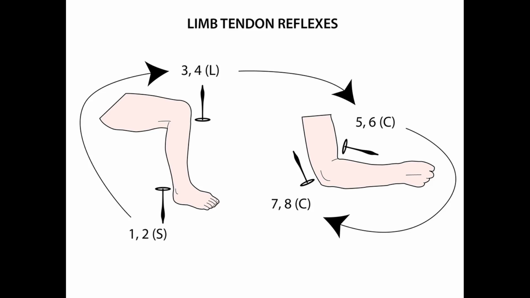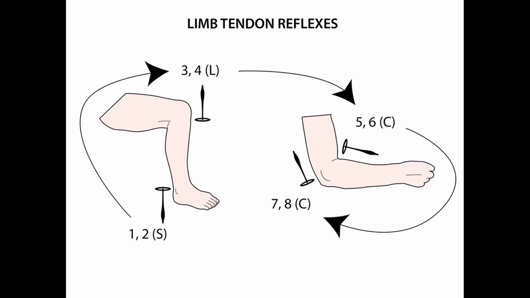in the limb. In this first image, I've included the leg, and you'll see why when I tell you that an easy way to remember the myotomes is by starting in the lower leg with the ankle reflex as being S1-2. We then pass to the patellar ligament reflex, which is L3-4, and then to the biceps reflex in the arm, which is C5-6, and then finally to the triceps reflex, which is C7-8. So it's 1, 2, 3, 4, 5, 6, 7, 8.